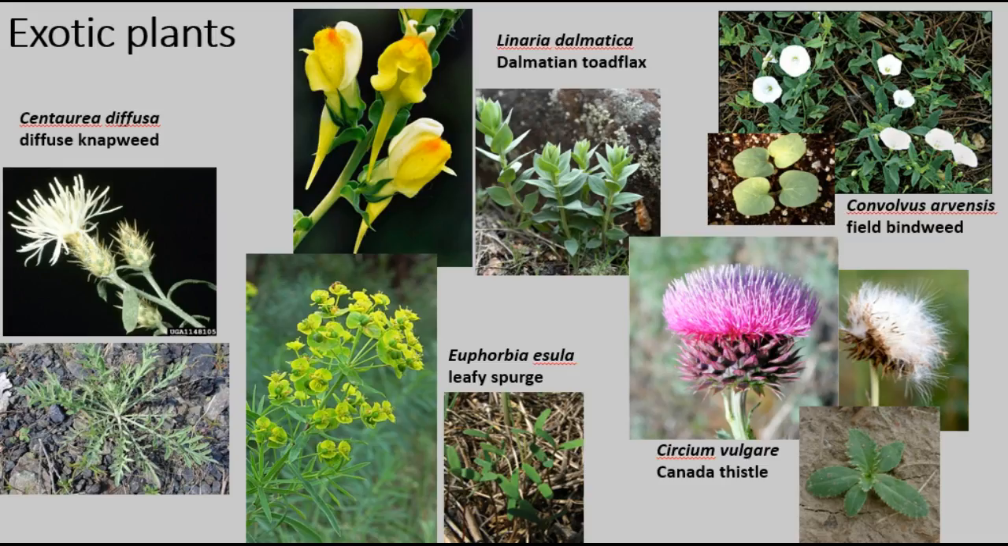Some other species of concern, the diffuse knapweed is allelopathic. What that means is when the knapweed takes hold in the landscape, it actually sends out chemicals in the soil that make it harder for other plants to grow. So this would be a great example of invasive plants, not just non-native ones. The Dalmatian toadflax, same thing in the more mesic areas, spreads by vegetative means, by roots, and can really take over very quickly. Same thing with the leafy spurge.